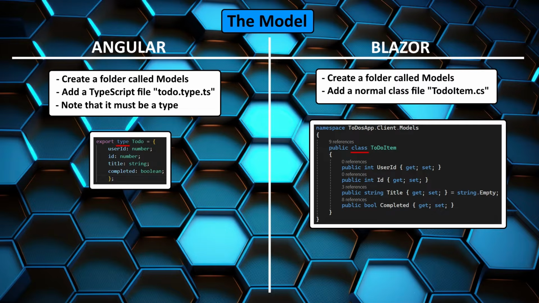The process is pretty much the same for Angular and Blazor. In Angular, create a models folder and add a TypeScript file. Add a type with some properties. It's important that it must be a type, not a class. In Blazor, create a models folder and add a normal class file. Add the same properties.